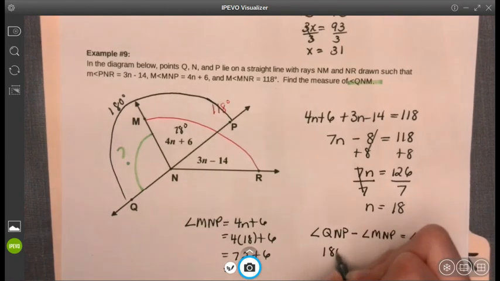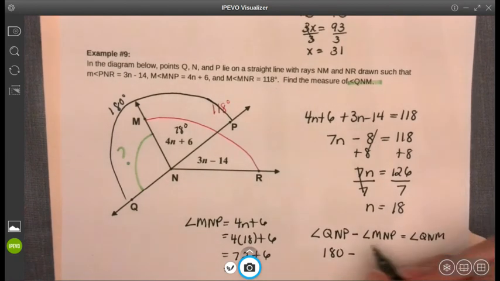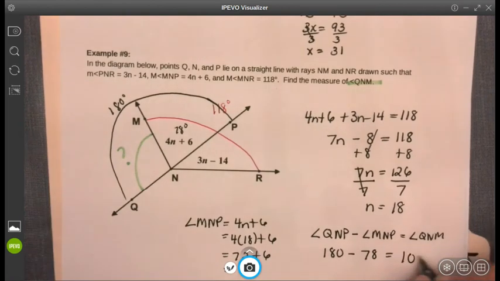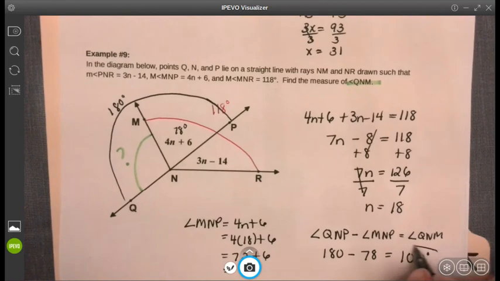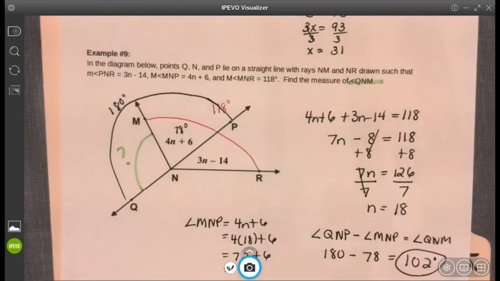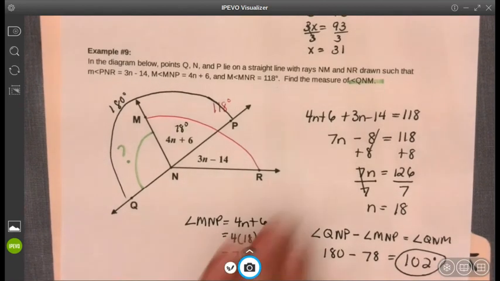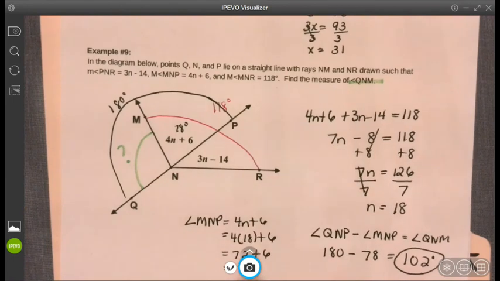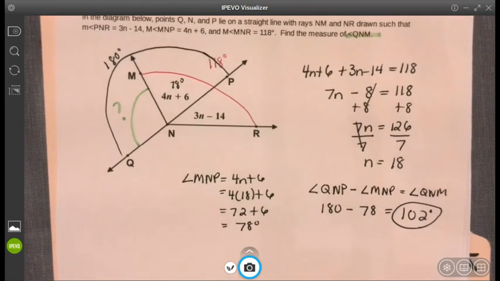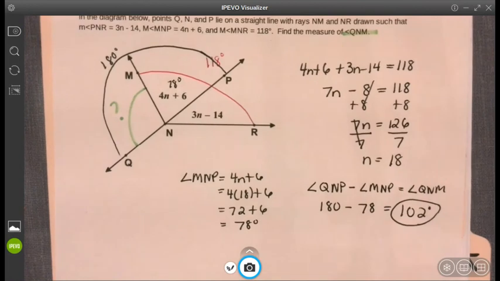QNP was 180, angle MNP is 78. When I subtract that, I now get 102. So now I know the angle QNM is 102. So I had to set up an equation, figure out what angle MNP was, sorry if that all covered up, and then subtract to get 102.